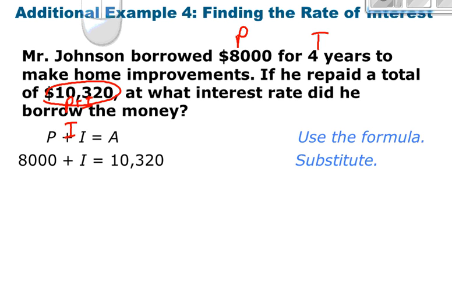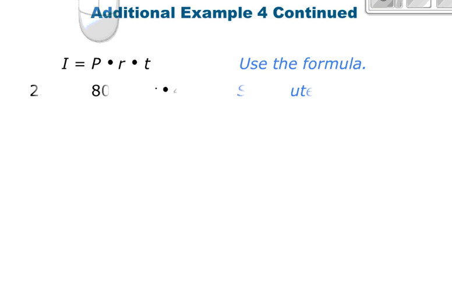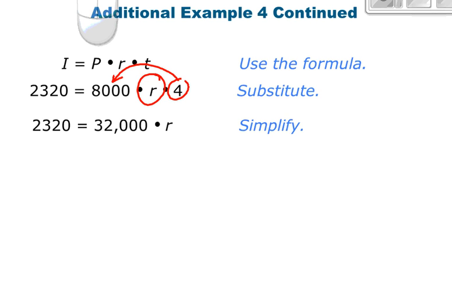So I take the information given, 10,320, and subtract 8,000 away from that. I get $2,320 is the amount of interest. Now that I have that, I can fill in the rest of my information. Now I'm looking for the rate. I can rewrite this so the 4 is being multiplied by the 8,000, and go ahead and fill that in.